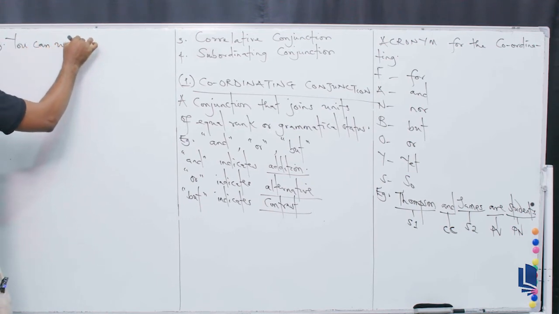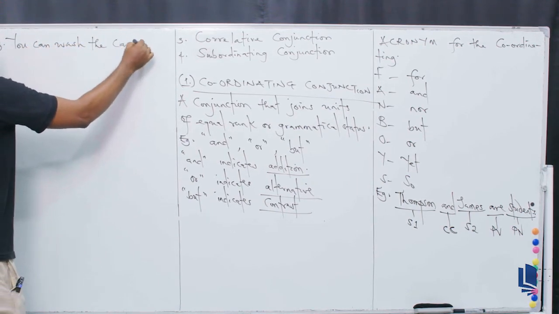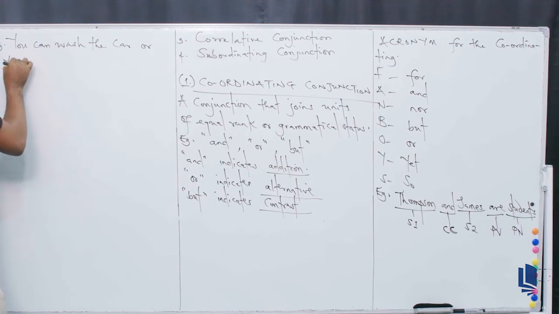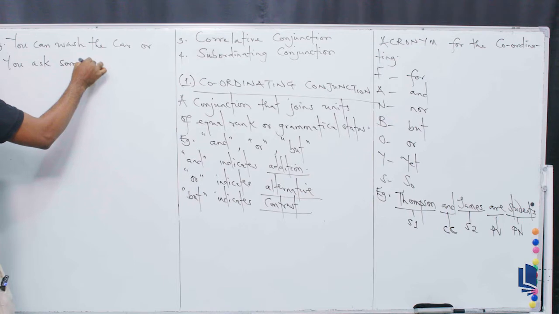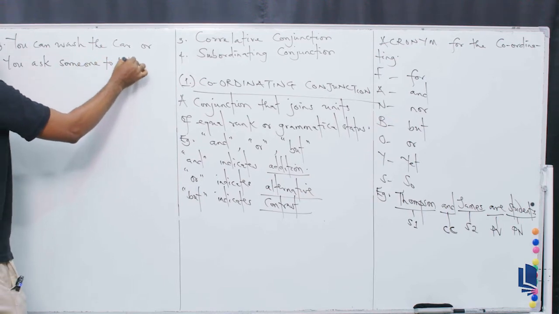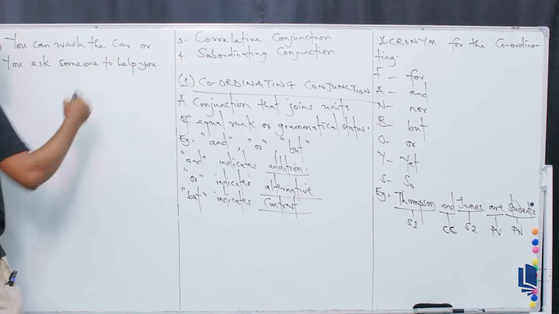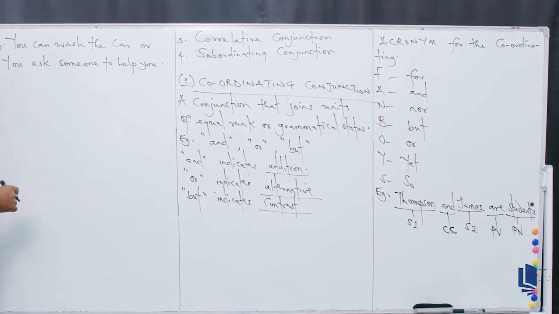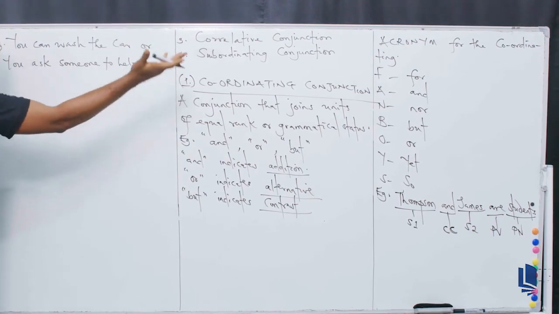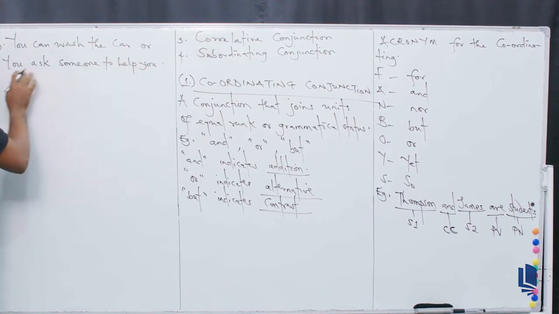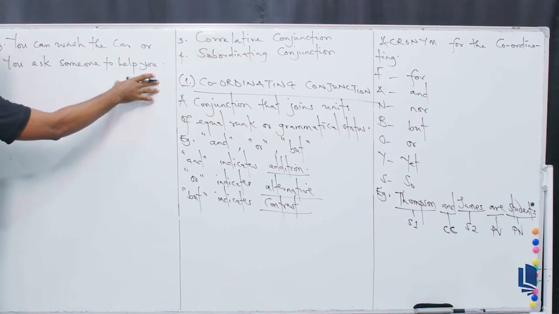You can wash the car, or you ask someone to help you. Full stop. Now take a look. That's another example. What am I using? I'm using a coordinating conjunction, or, that's OR. And I said, you can wash the car yourself, or you ask someone to help you. Can you see that now?